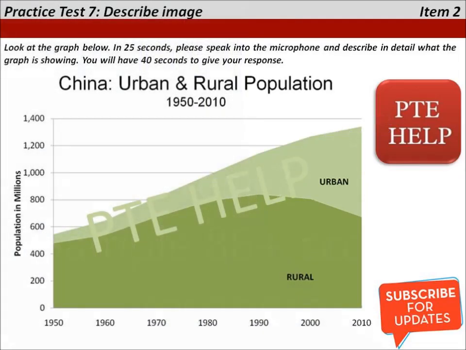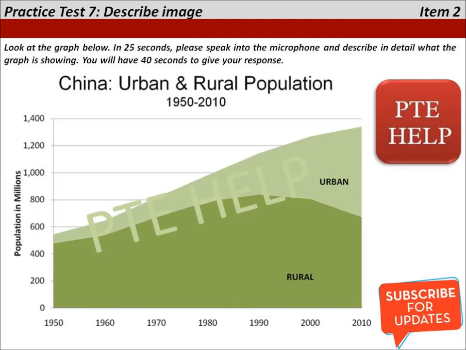Sample Answer 2. This chart illustrates the difference between the rural and urban population of China, and how it changed from 1950 till 2010. Firstly, the most salient feature is that a significant as well as steady growth can be noticed in the urban population in China, which almost doubled in 2010 from 1950.